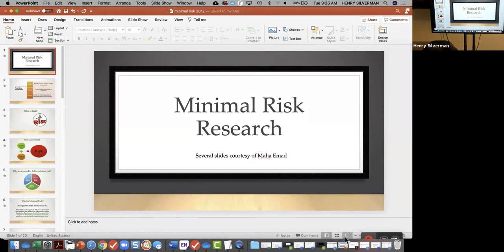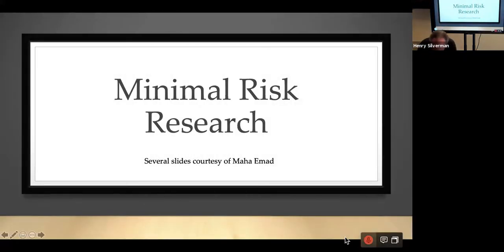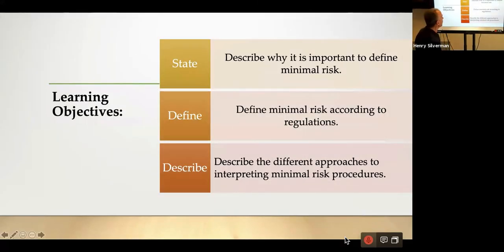So I want to talk formally about minimal risk, and several of these slides. I want to thank Maha Imad for providing me with some of these slides. So today I would like to describe why it's important to define minimal risk and actually define minimal risk according to the regulations, at least in the U.S., and describe the different approaches to interpreting what minimal risk is.